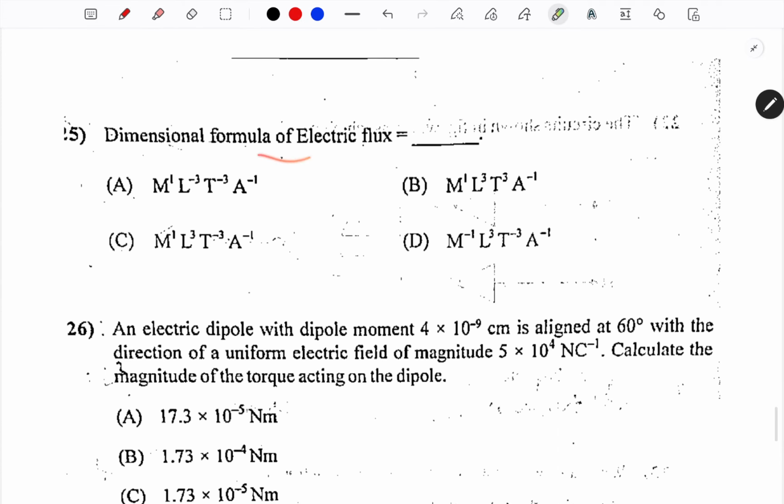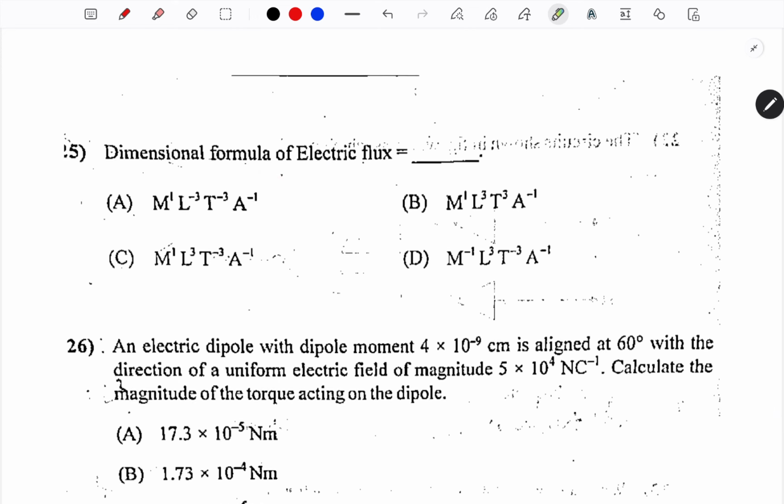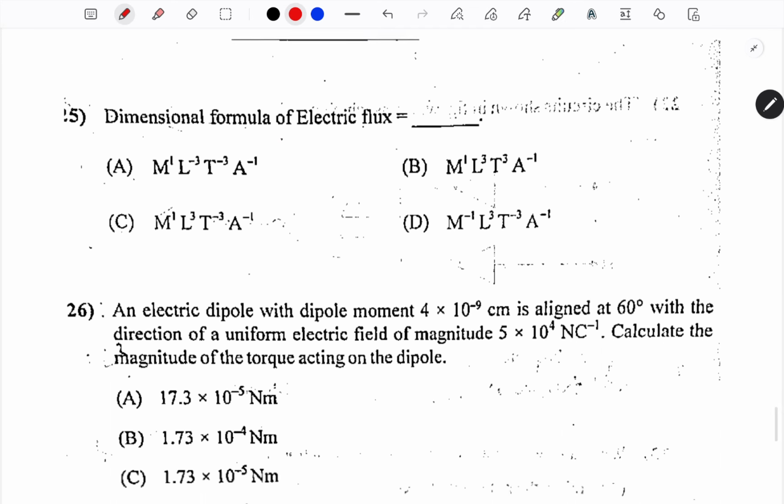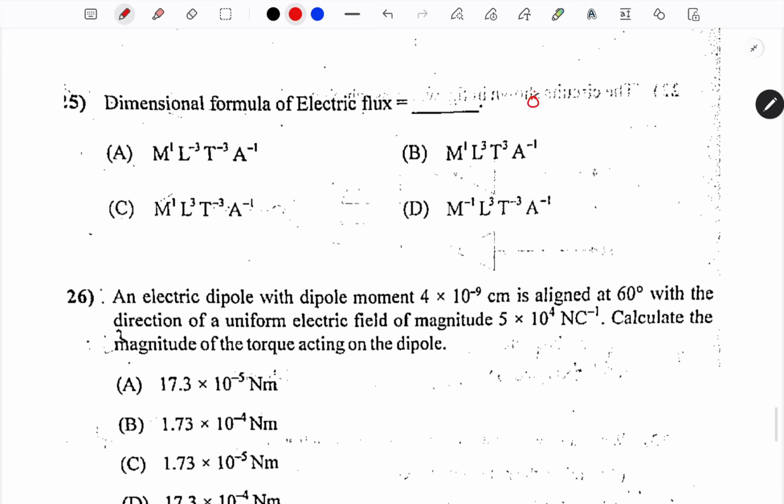Next question: dimensional formula of electric flux. We know that flux phi is equal to E into A, and E is equal to force per unit charge, and force is M1 L1 T minus 2, divided by charge A1 T1, and A is area, L2. So the answer will be M1 L3 T minus 3 A minus 1. So C is the answer.